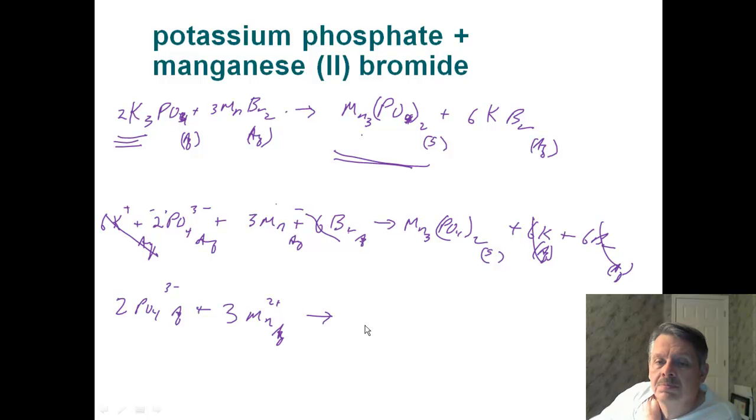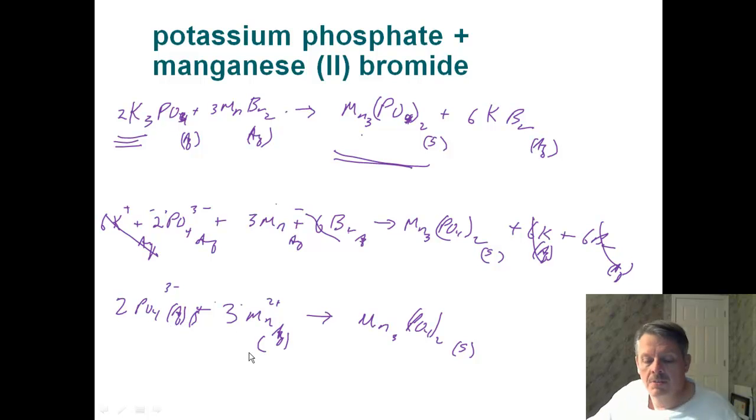Become Mn3(PO4)2. What's important here, folks, is that is a solid. So what happens is the 2 aqueous have now combined to make a solid. I'm trying to put parentheses around that. It is not working. All right, so that is it.